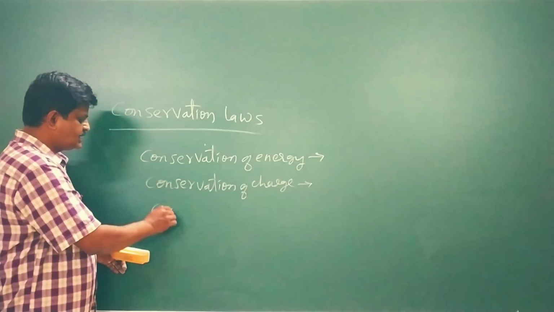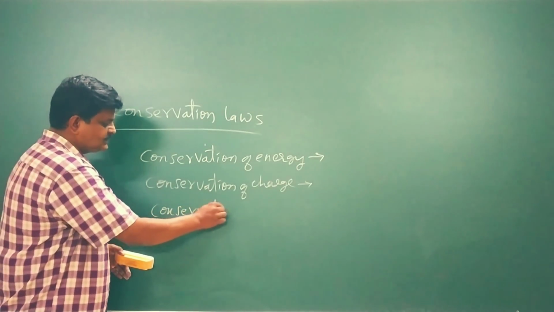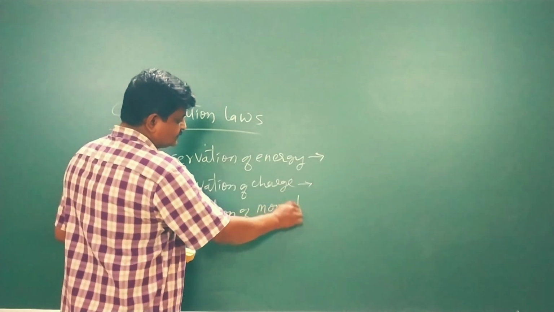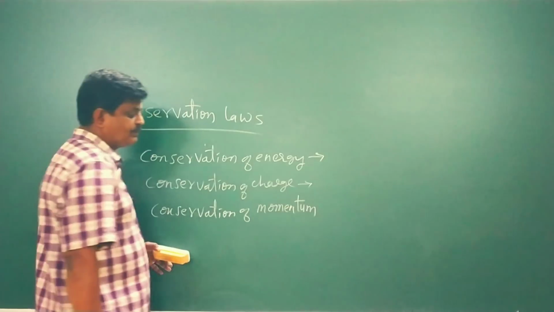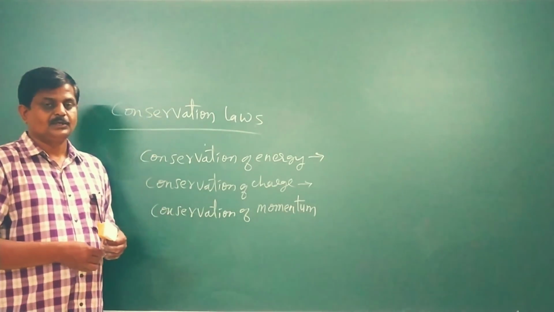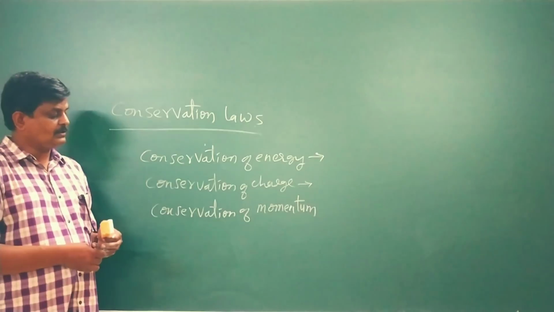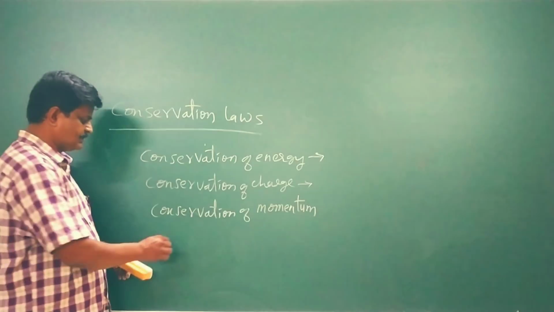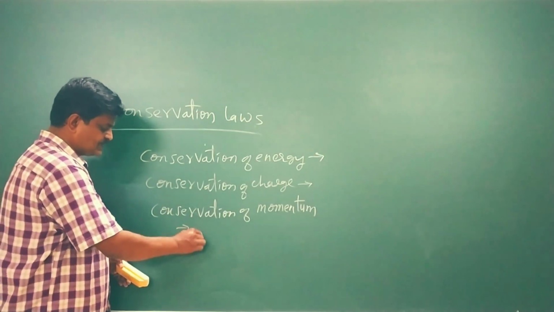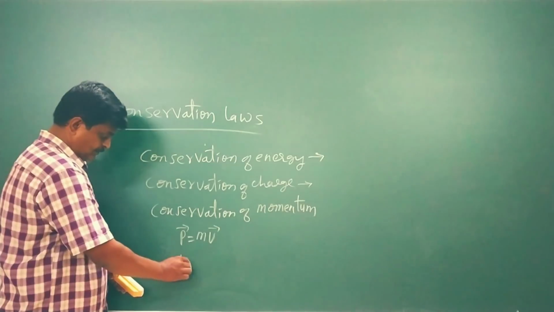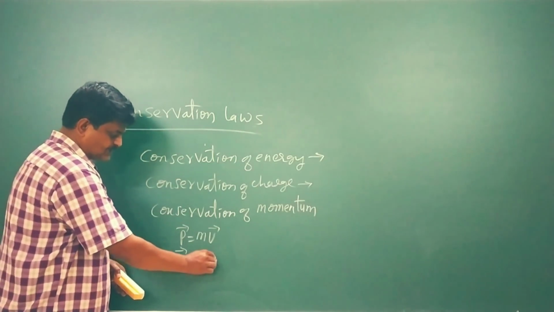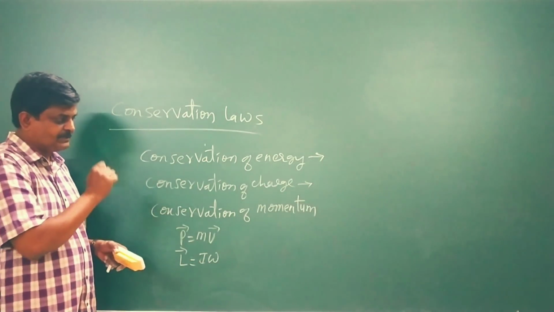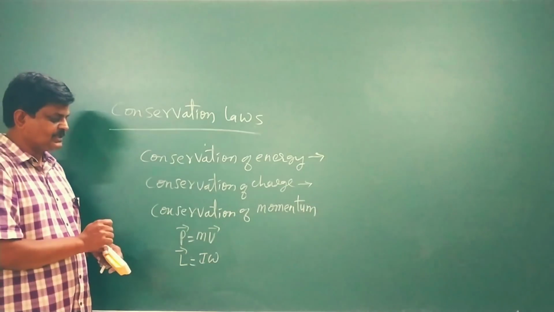Next one is conservation of momentum. Okay. Conservation of momentum. What is the momentum? We actually have two kinds of momentum. One is linear momentum, the other one is angular momentum. Linear momentum is P, which is this one. Angular momentum is L, which is I omega. So what is conserved? They say momentum is conserved. What is the momentum conserved is?